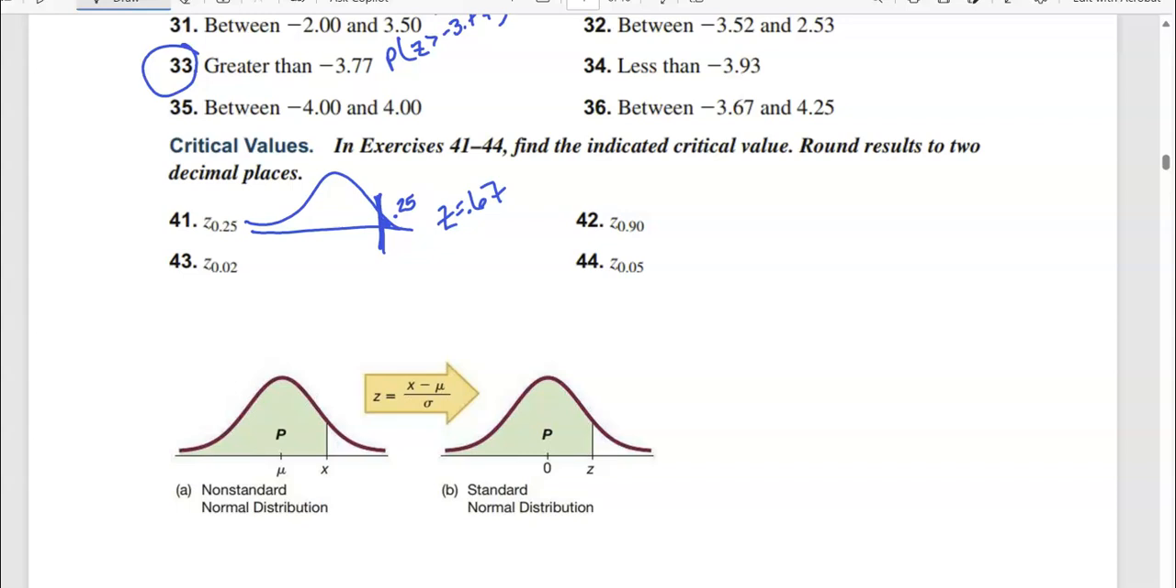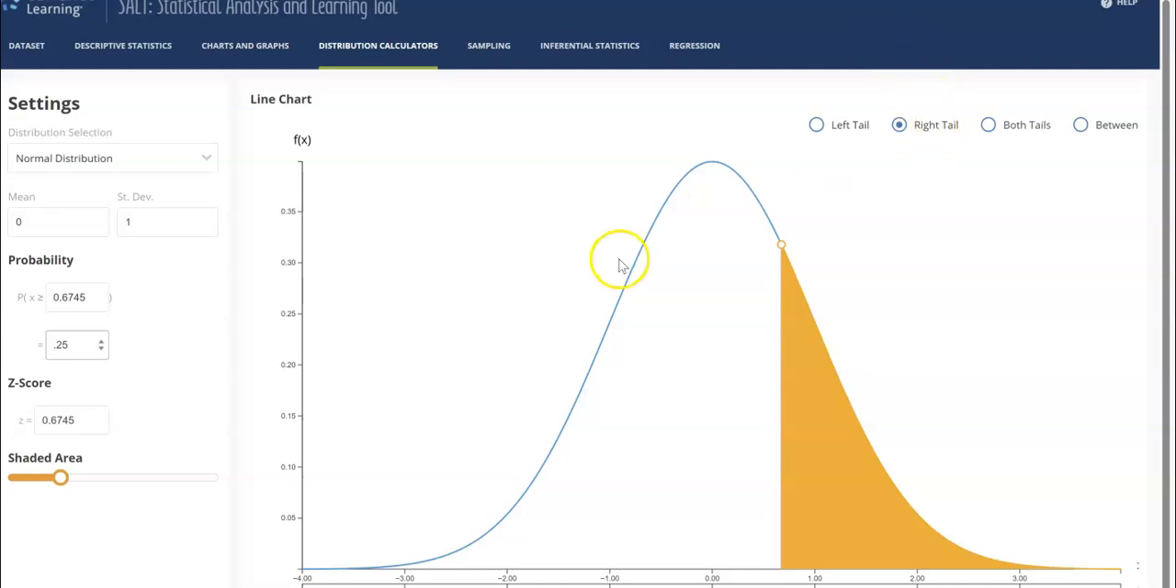Let's do another one. Let's look at this one. Z of 0.05. So we're going to draw a picture. We want that 0.05 as the area in that right tail. We're going to use the right tail, type in 0.05, and we're going to get 1.64. And this is a critical value that happens quite a bit.